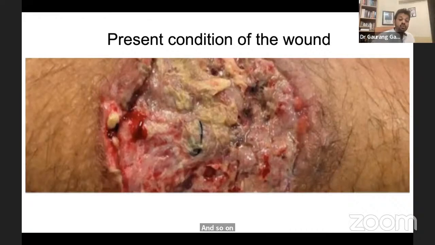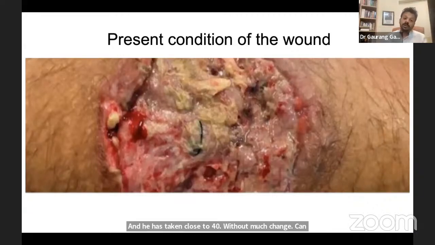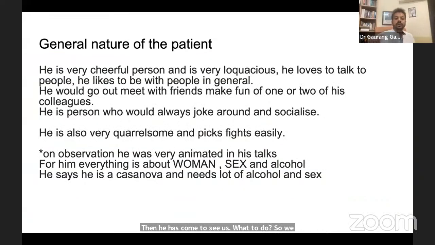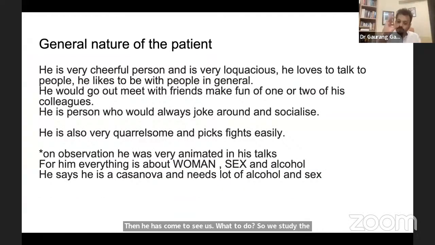And he has taken close to 40 homeopathic remedies without much change. Can you imagine? He has taken close to 40 homeopathic remedies without any change. And then he has come to see us. What to do? So we study the case. What to do is not a question. The question is to find the remedy for the person at different layer.